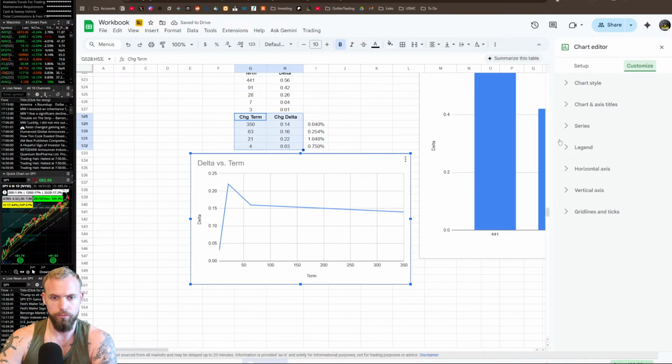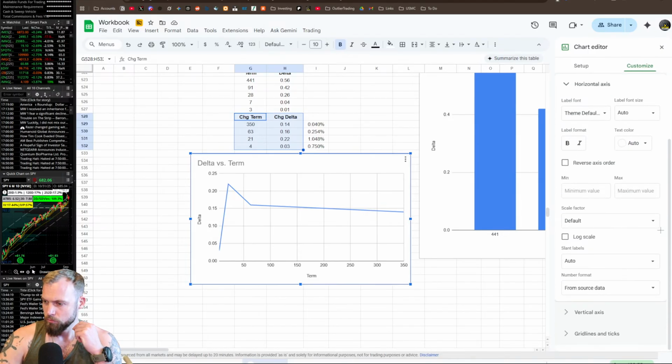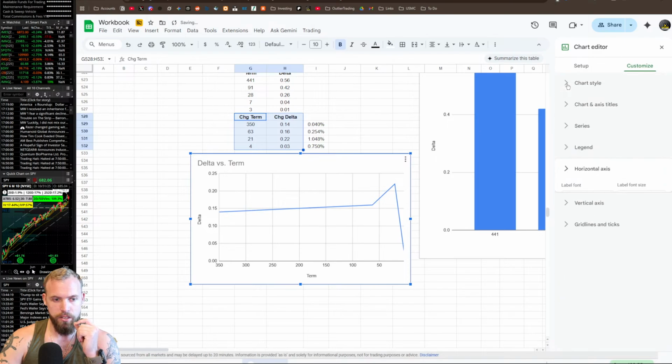Who knows? Less absolute value left. That's exactly correct. Good job, Reese. That's exactly what it is.